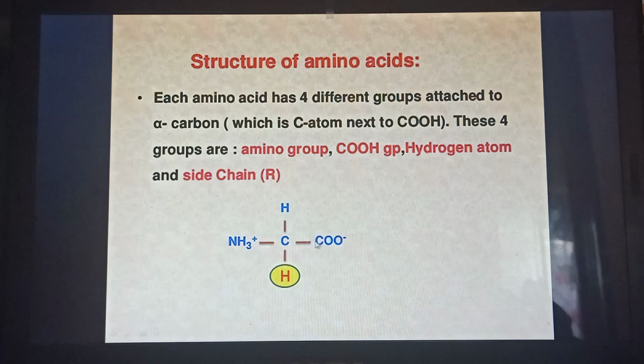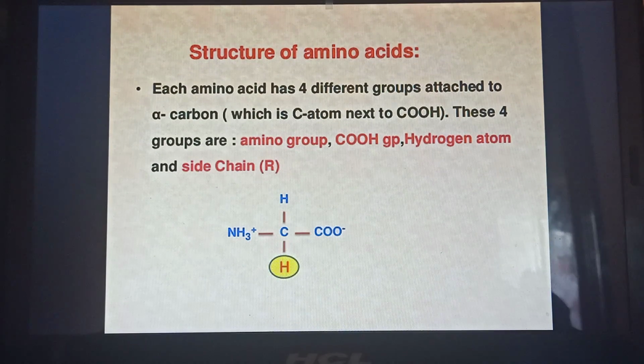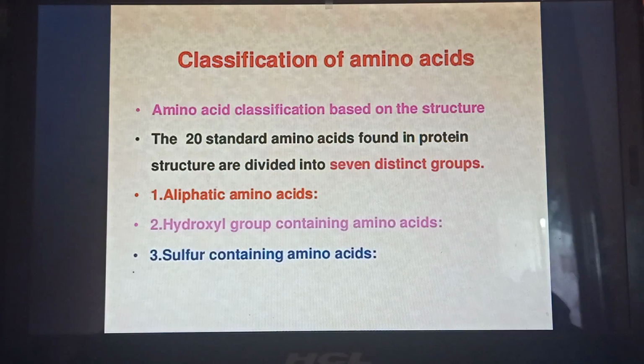You see here hydrogen, you see here COOH, here you can see the amino group, and here you can see H. This H can be different groups. This is the structure of an amino acid, with an amino group and a carboxyl group attached to it. There are 4 groups: amino group, carboxyl group, hydrogen atom, and this H can be a side chain R.